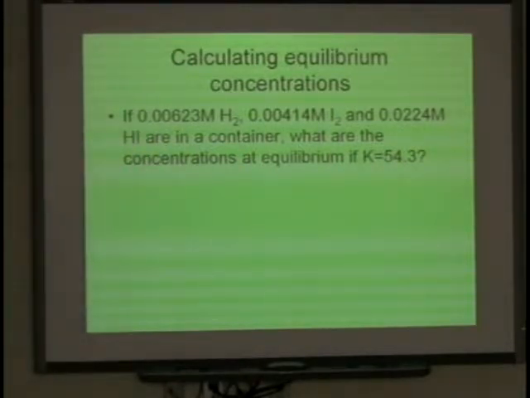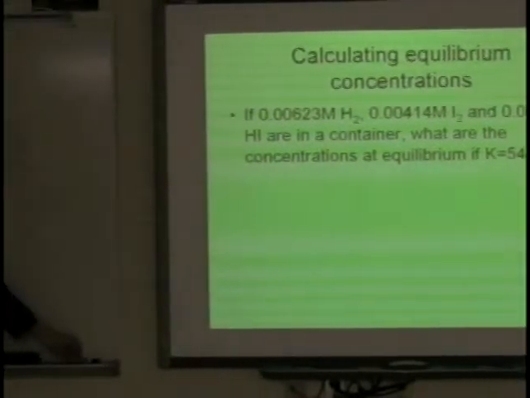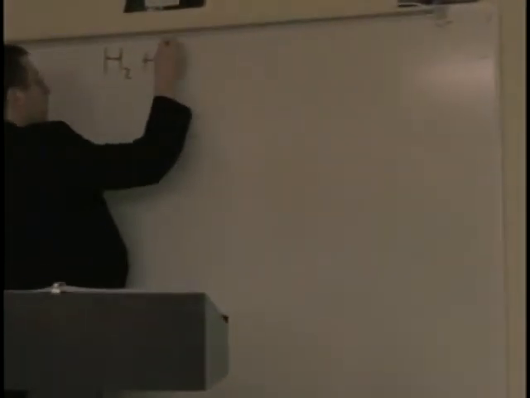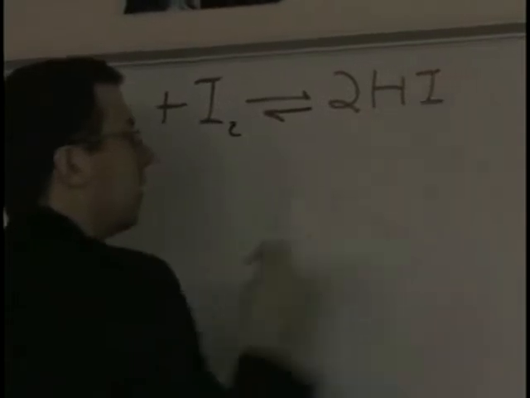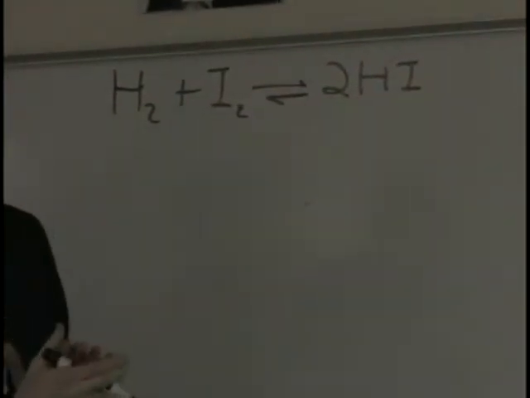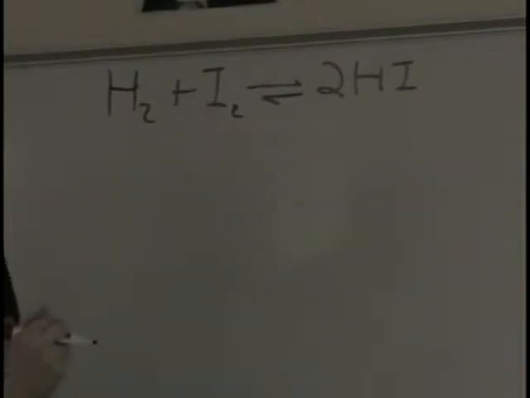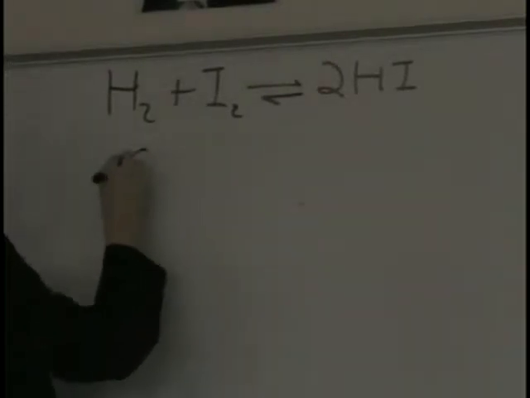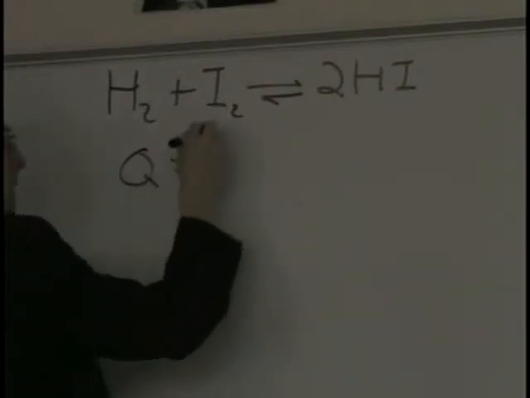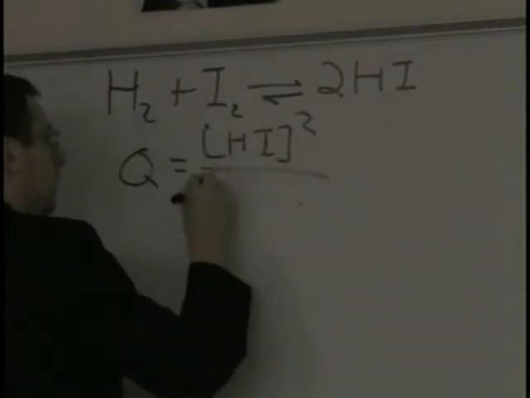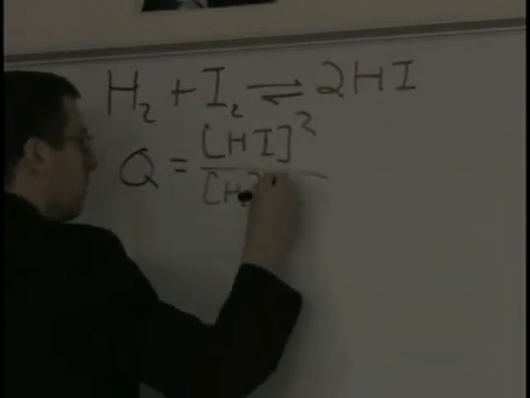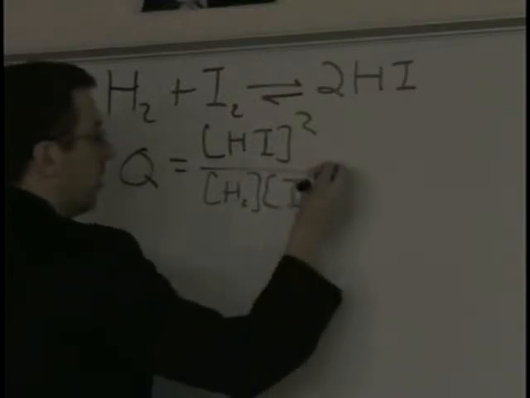So if we start over here on the board, the first thing I like to do is write down what is the reaction. H2 plus I2 makes 2HI. That's what I'm starting off with. By doing that, now I have a 2. That's going to help me out when it comes time to figuring out the Q value and things like that. I'm going to start by figuring out Q. Q would be the HI concentration squared divided by H2 and I2. So let's solve for Q.